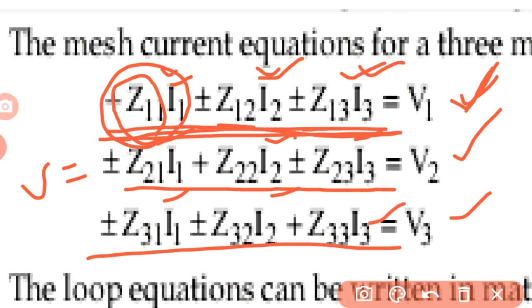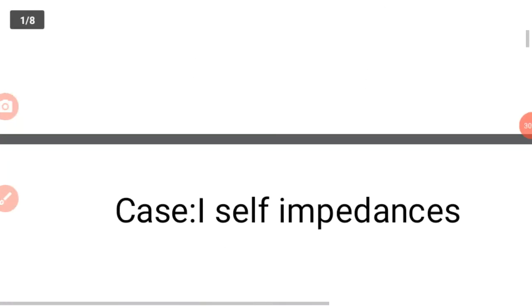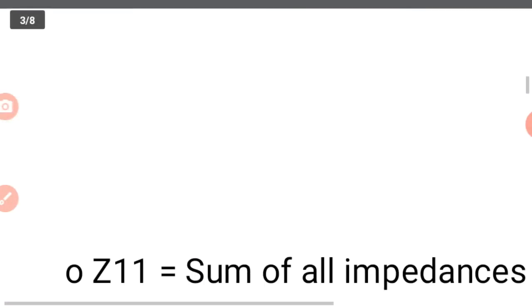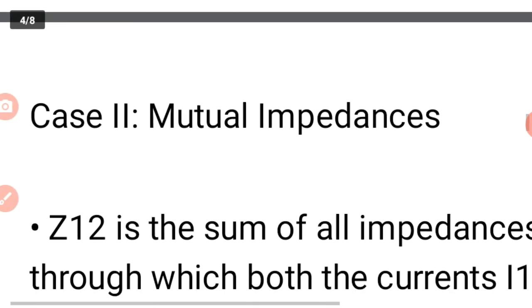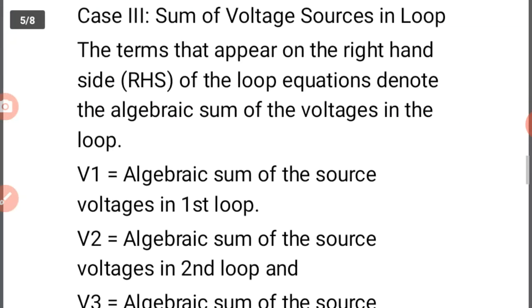So these diagonal impedances, Z11, Z22 and Z33, are the self impedances, and all the remaining ones are the mutual impedances of the circuit. Okay, I think it is clear for everyone. So the self impedances, next the mutual impedances, and next the sum of the voltage sources in the loop.